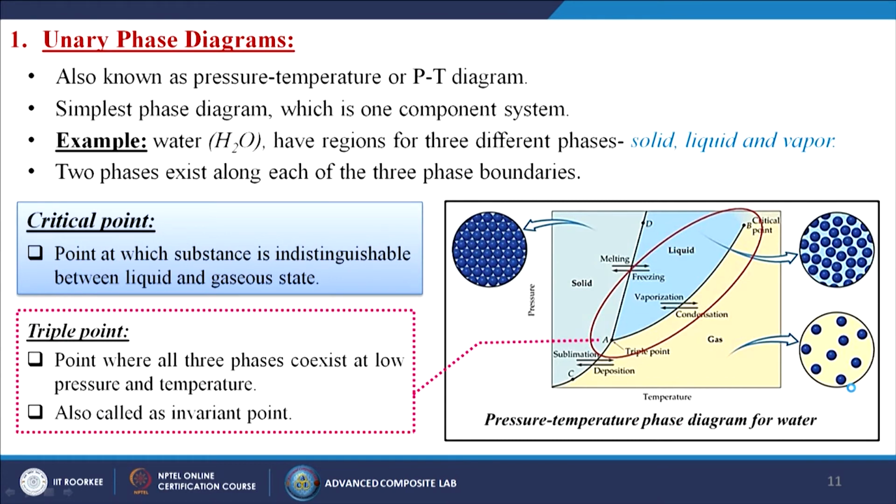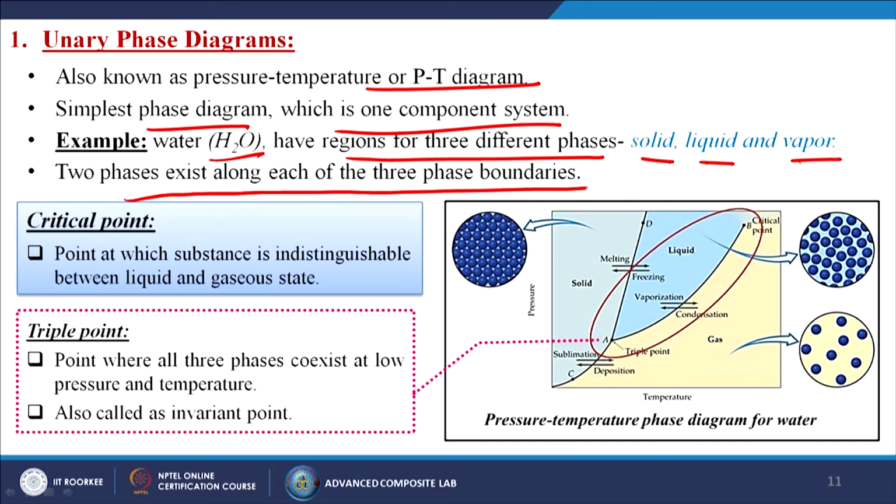So, what are unary phase diagrams? Also known as pressure-temperature or PT diagrams. It is the simplest phase diagram, which is a one component system. For example, water, H2O, has regions for 3 different phases: solid, liquid and vapor. 2 phases exist along each of the 3 phase boundaries.